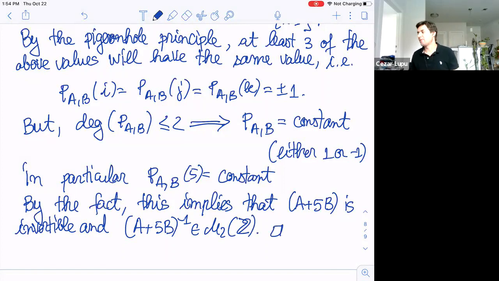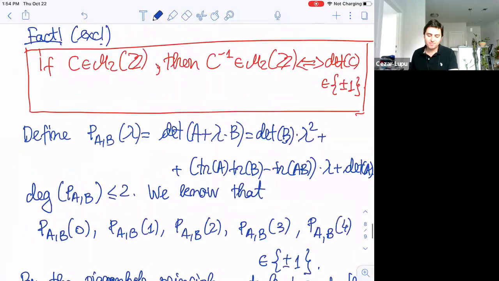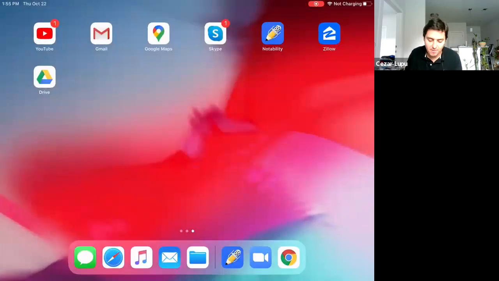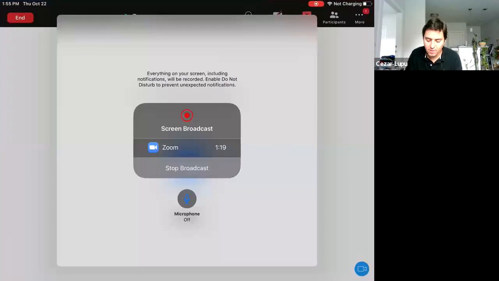In fact, one can prove it, maybe you will prove it, that if I drop one condition here, for example the last one, A plus 4B, so I have only 4 of them invertible, the problem doesn't hold true anymore. Anyway, I think I'm going to stop here. Thank you very much. I have a question: was this last problem clear? Jack, was it clear? Yeah. All right, that's good. Very beautiful problem, I would say.